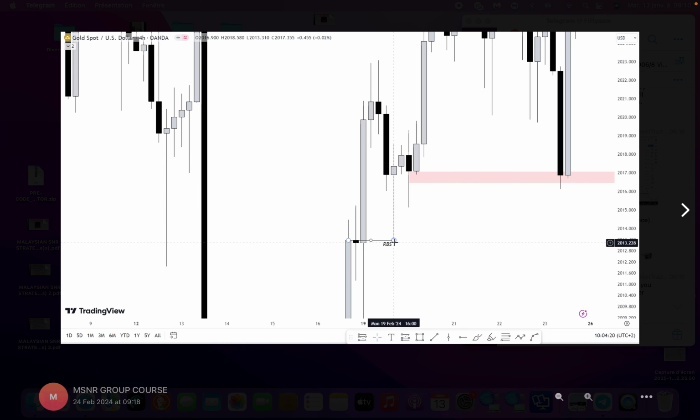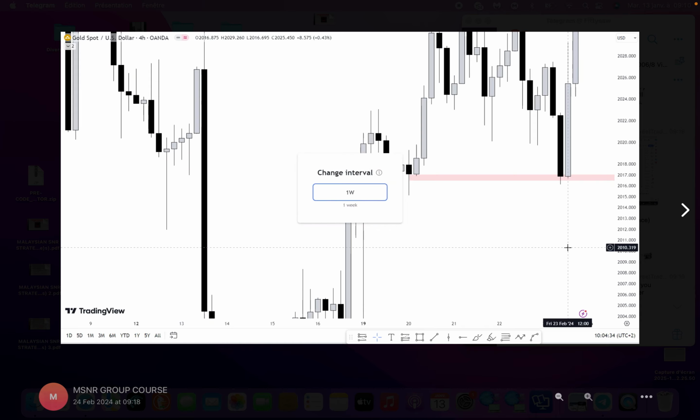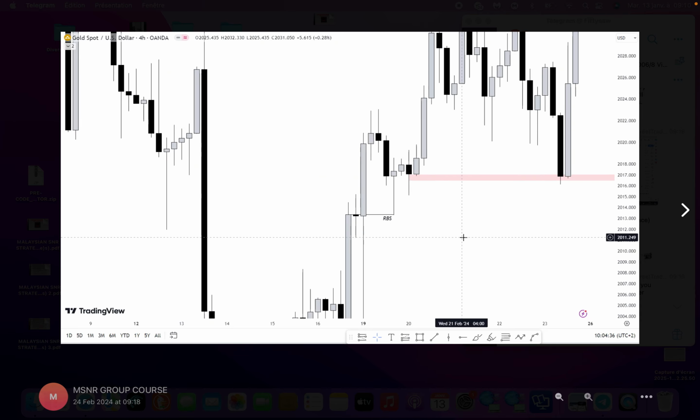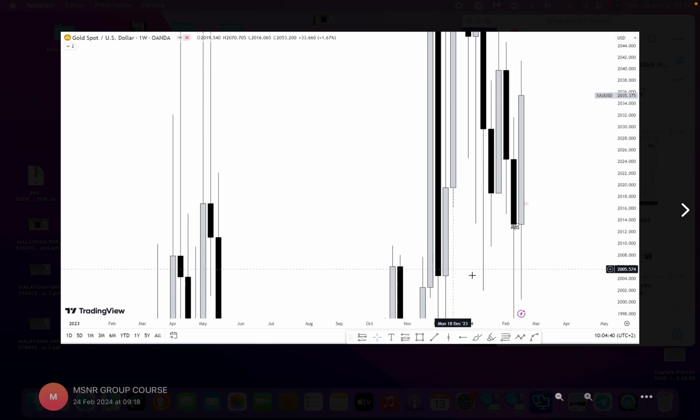So after that, it pushed price higher, making this low very strong. I didn't want to see it being taken out. Why did I not want to see this low being taken out? Because on the weekly, I had a target, bro. I was targeting this weekly resistance.